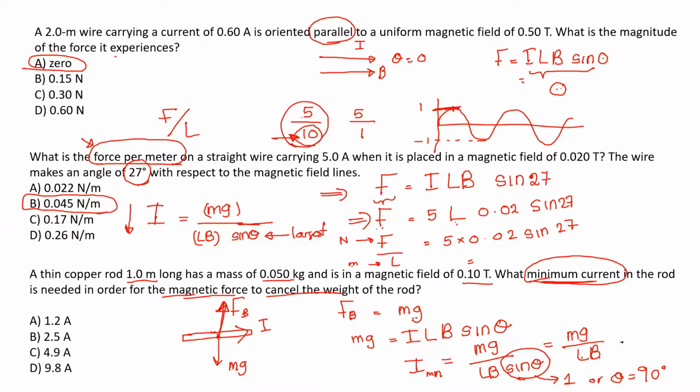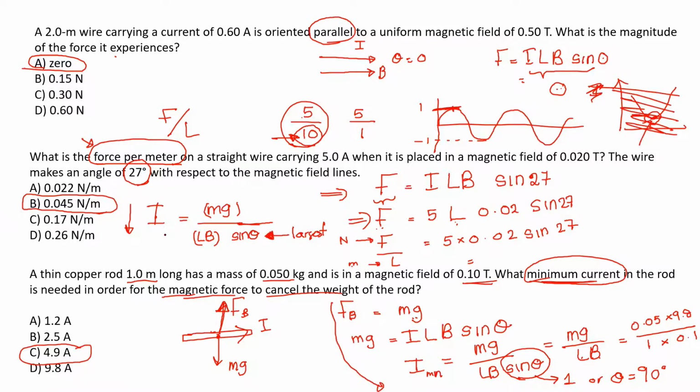So what is the answer you get when you substitute the values? M is 0.05, g is 9.8, L is 1, and this is 0.1. So when you do that, you should get the answer C. Okay, so are we okay with this?